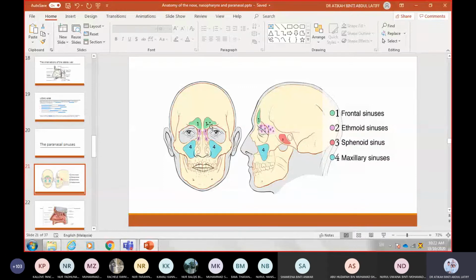So here you have your frontal sinuses in your frontal bone. Then you have your ethmoid sinus. Ethmoid sinus is divided into 3 parts. We will talk about it in a bit. It's more small sinuses compared to the other sinuses. Then the third sinus is within your sphenoid bone, and that's your sphenoid sinus. And the fourth is your maxillary sinus within your maxillary bone.